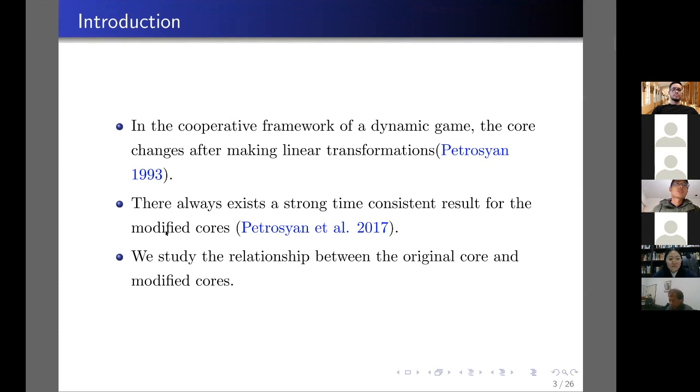If the modified core shares a common imputation with the original core, we will get a good result, since we may get a strong time consistent result for the intersection between the initial core and the modified cores. Therefore, the presentation is more about the relationship between the original core and modified cores.